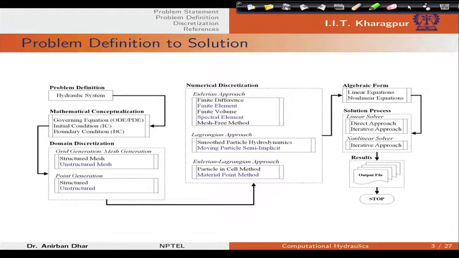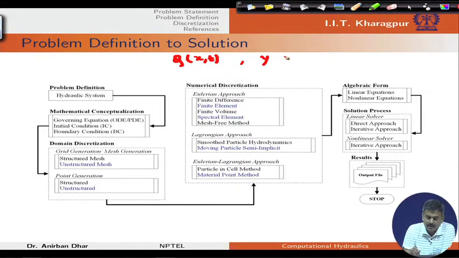Problem definition to solution: this is our total course structure. In this case, we are considering that discharge Q is a function of x and t. At the same time, y or flow depth, that is also a function of x and t.